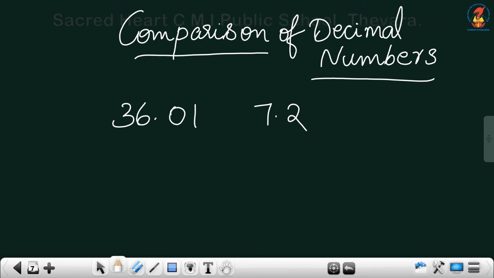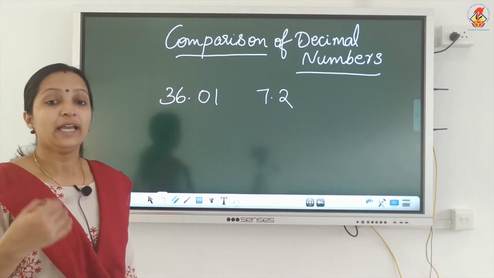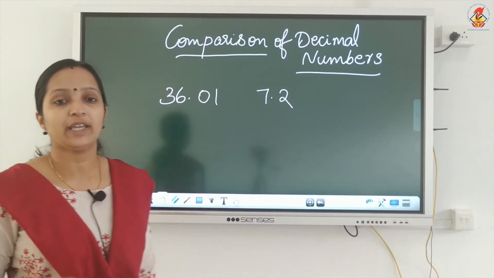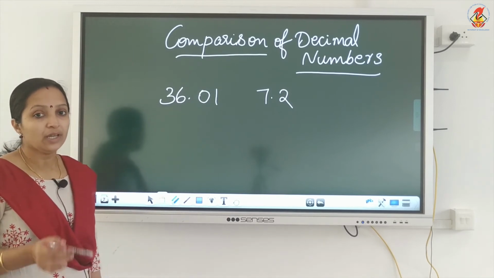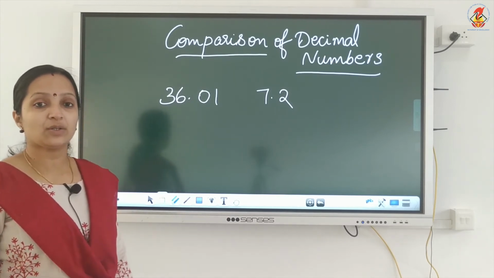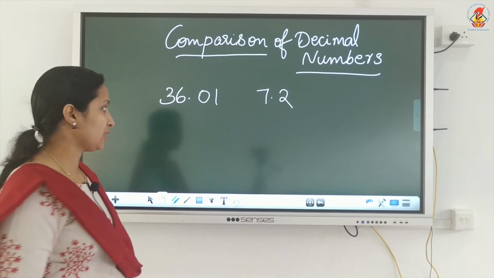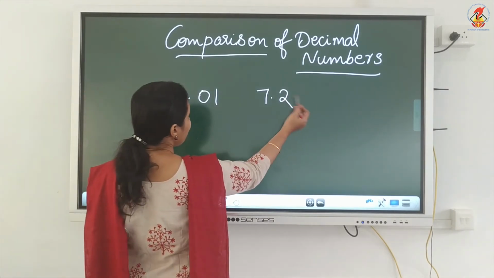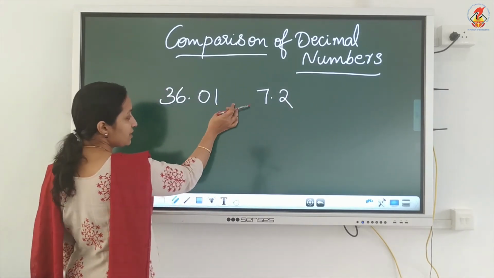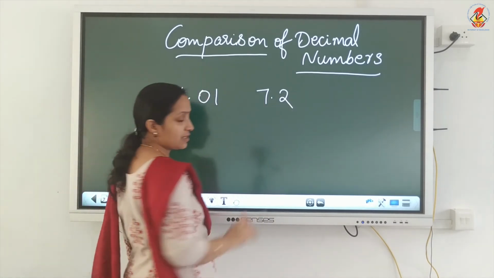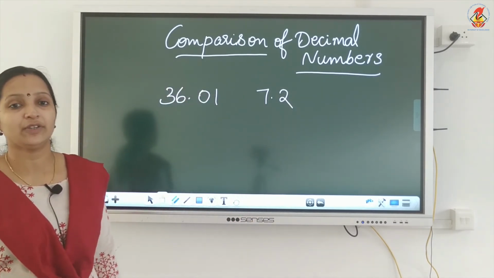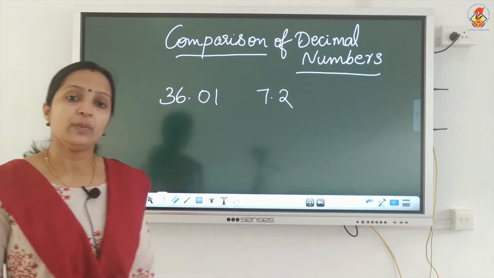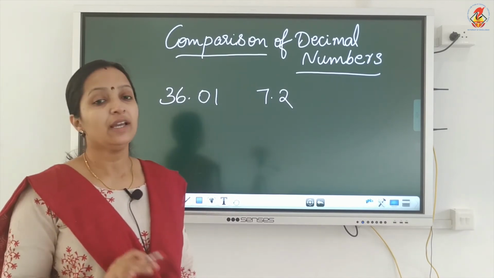And how will we convert an unlike decimal into like decimal? We already learned that by giving the required number of zeros to the extreme right of the number, we can convert an unlike decimal into like decimal. Extreme right of this number means this side. If you give the required number of zeros to the extreme right, we can convert an unlike decimal into a like decimal.